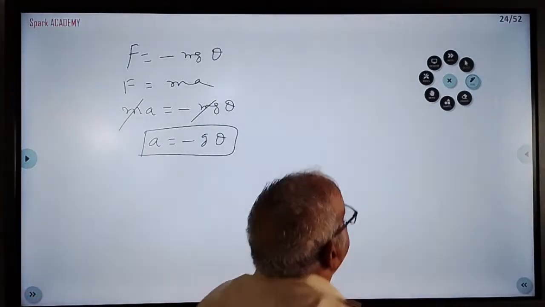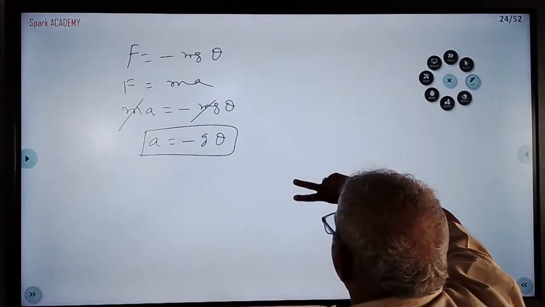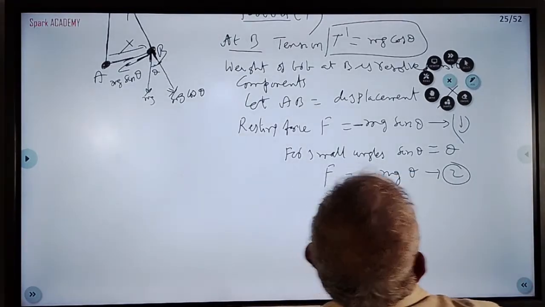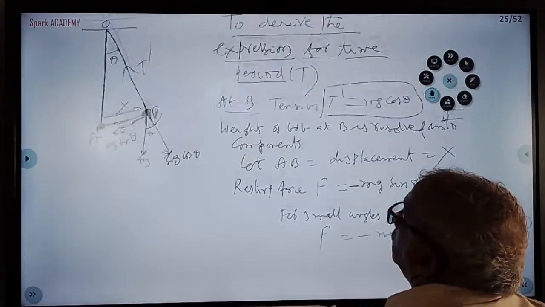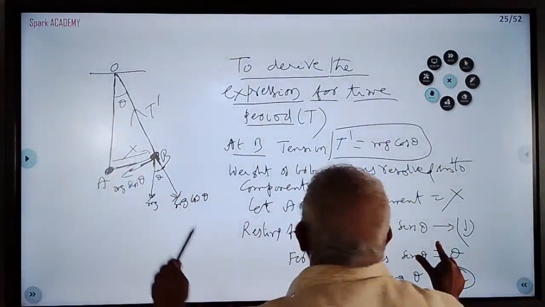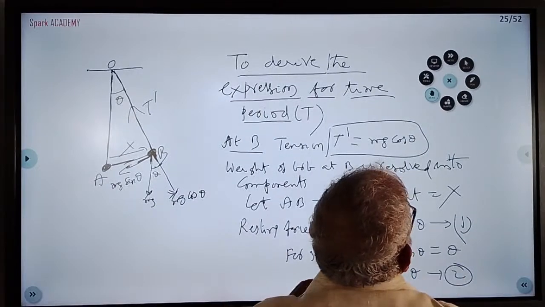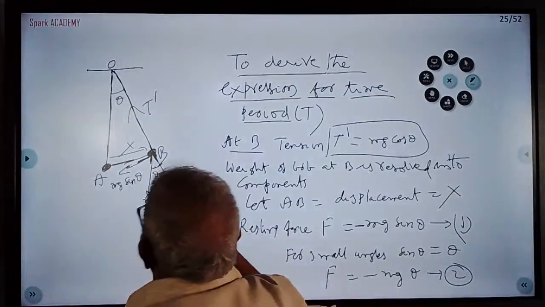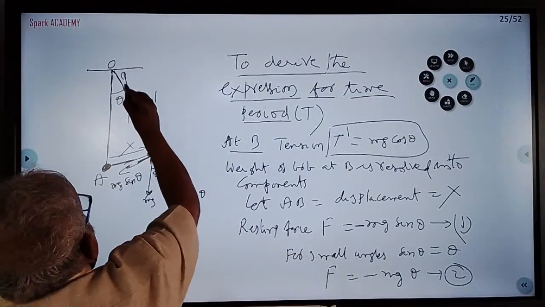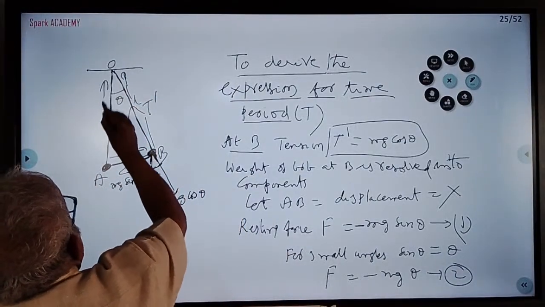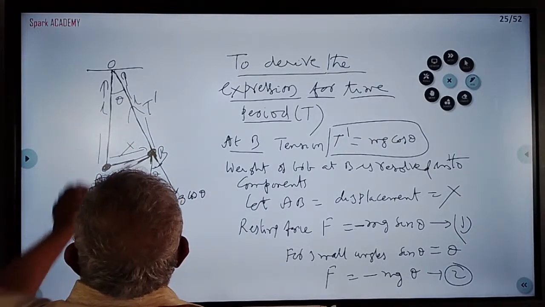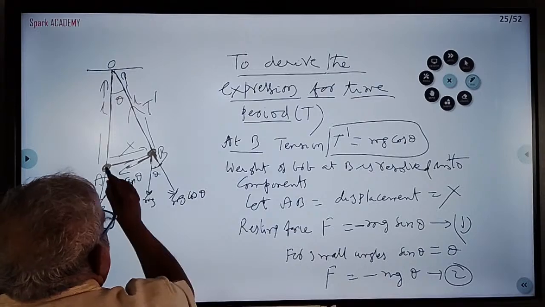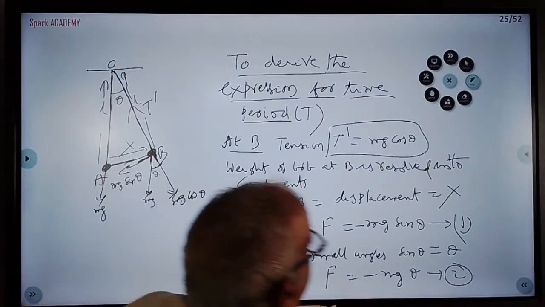From diagram, I am bringing down this diagram. Theta is equal to x by L. This is L. For small angle, this is also L. Here tension is balanced by weight, by mg cos theta.